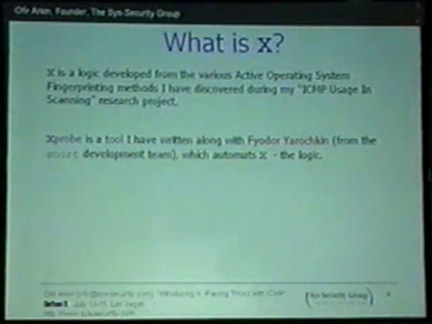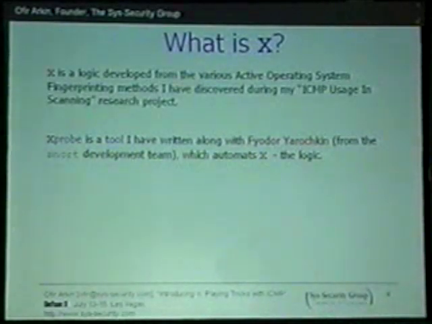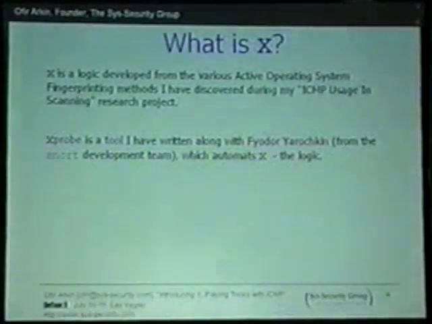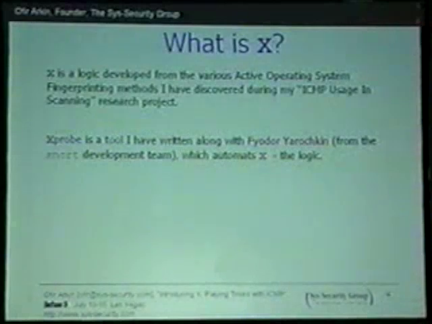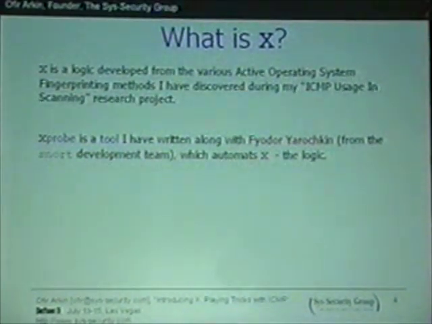X is a logic developed from the various active OS fingerprinting methods I have discovered using my research. Xprobe is the tool that was actually released at Black Hat 2 days ago, and is available from our website. It was written along with Fyodor Yarochkin. He's from the Snort development team. Not the same Fyodor from Nmap, so there are different Fyodors in the world, I guess. The tool automates X. It's version 0.0.1. It works. I'll talk about the limitations later and what the future will be.